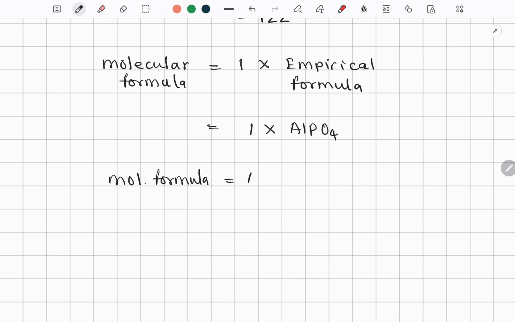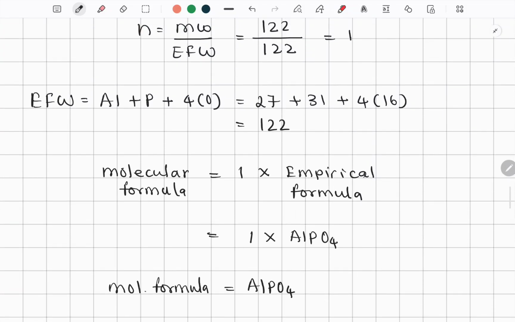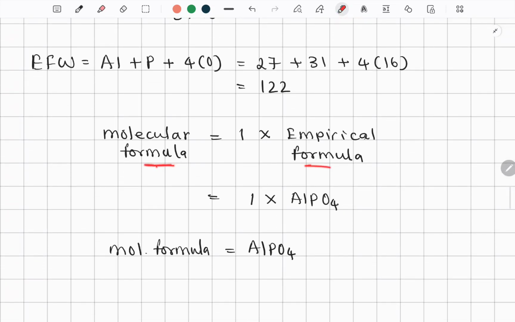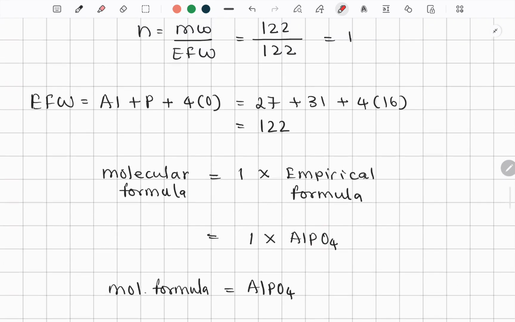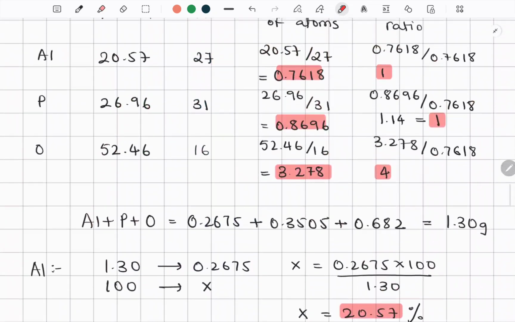That's why the molecular formula is equal to AlPO4. So whenever the value of n is equal to 1, this could be asked in the MCQ questions as well, that whenever the value of n is equal to 1, the molecular formula becomes equal to the empirical formula. So empirical formula and molecular formula are the same in the case where the value of n is equal to 1. Okay, so let's see how we solved this question.